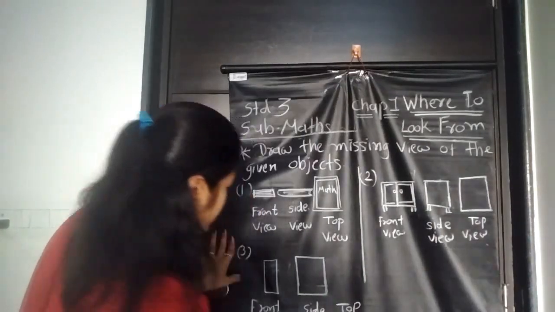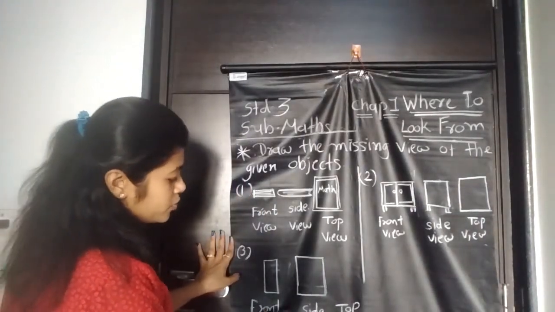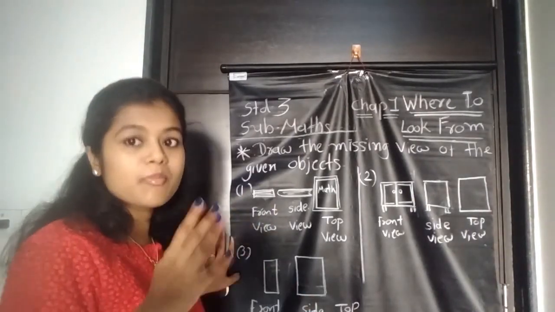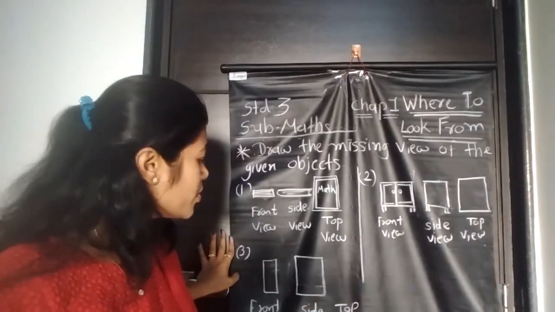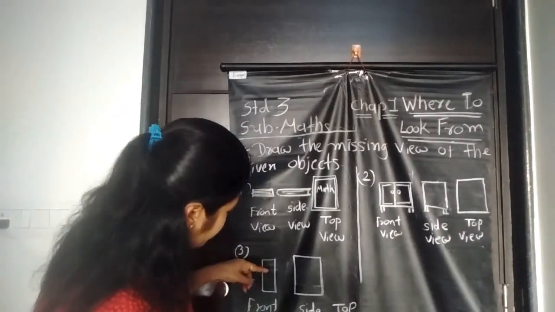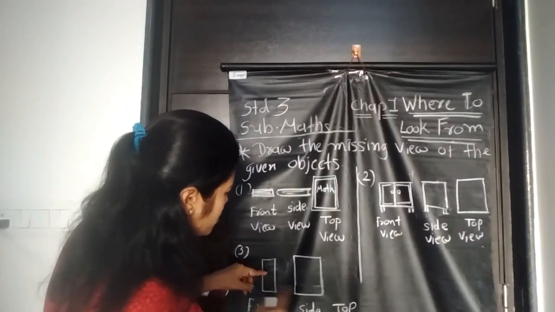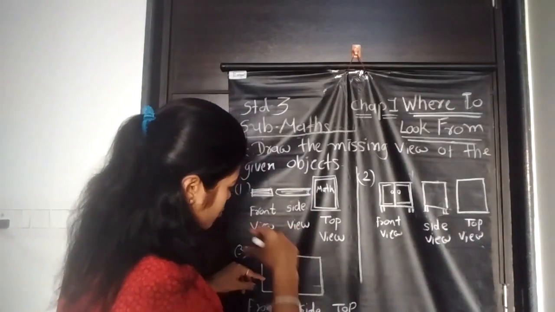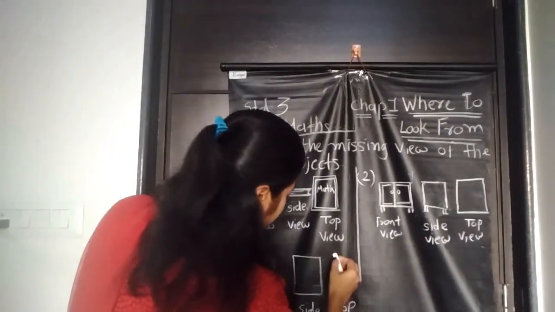Here is the front view and side view of a box. The front view and side view of a box are shown. You have to draw the top view. The top view can be the same size as the front view, and the side view as well.